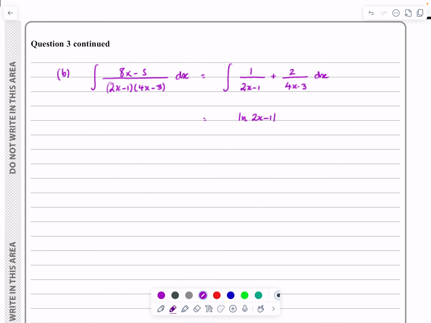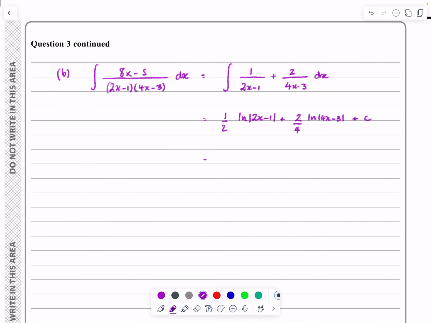If I've got 1 over x, the integral of that is going to give me log of 2x minus 1, put it as a modulus because that's the correct way of doing it. So it'd be log of modulus 2x minus 1. Because I've got this 2 in here, that means I'm going to have half log modulus 2x minus 1. When I'm doing the other one, well, I've got the 2, so that stays where it is. I've got log modulus 4x minus 3, and then again, because of this 4 here, it means I'm going to be dividing by 4, so I end up with that plus my constant.